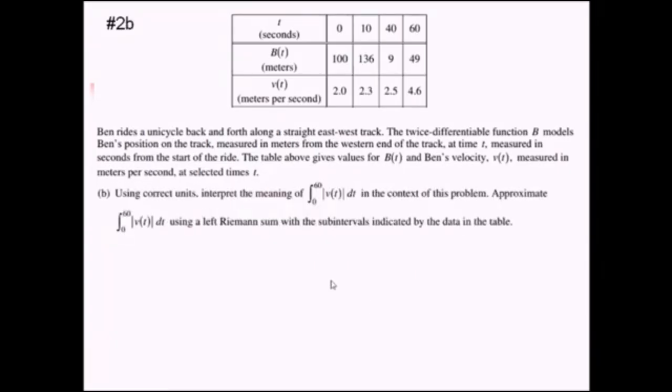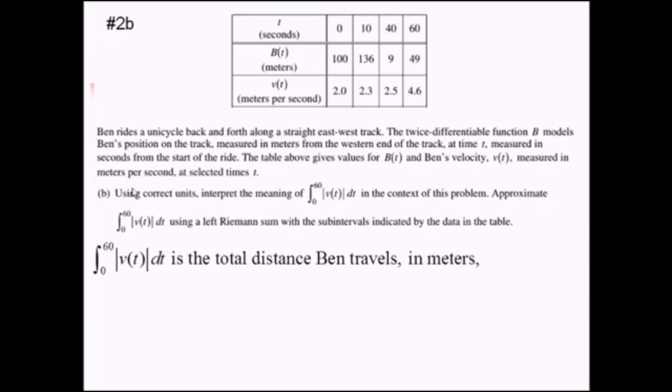For this problem, they want us to interpret the meaning of the integral from 0 to 60 of the absolute value of v of t dt in the context of the problem, and then approximate it with a Riemann sum, but we'll get there in a minute. Let's do this interpretation part first. Whenever you're taking the integral of the absolute value of velocity, you're finding the total distance. So we're talking about the total distance that Ben travels in meters. You've got to have the units in there. They said using correct units. And they also want the time element here.